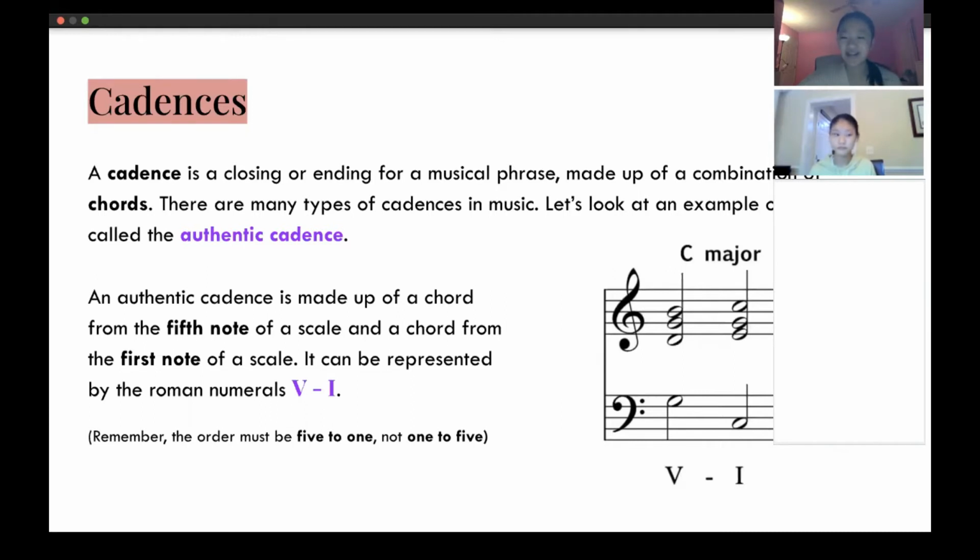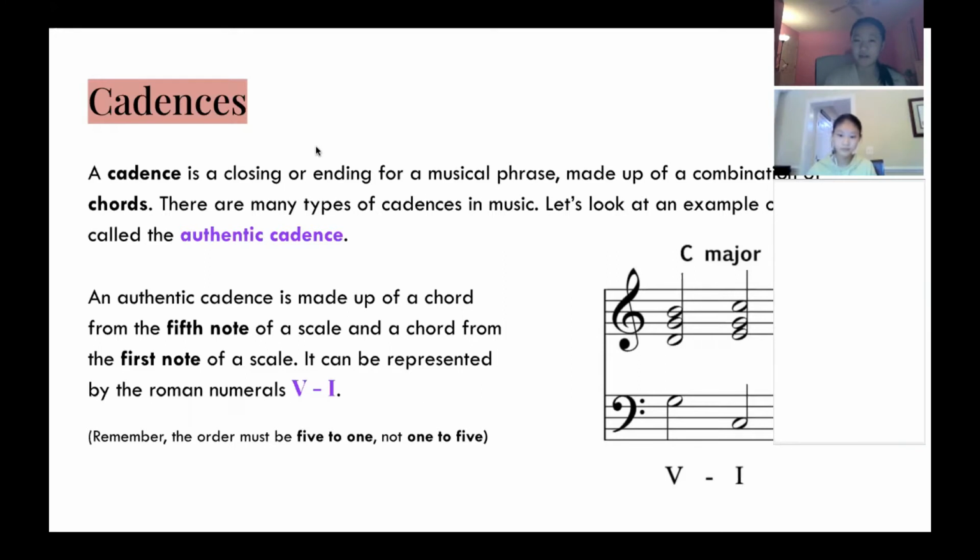Okay, sorry. So a cadence is a closing or ending of a musical phrase made up of a combination of chords. And there are many different types of cadences in music. What they mean by a combination of chords is, if you remember our lesson about scale degrees, we would name every note in the scale with a Roman numeral. So like in C major, C would be the first note, D would be the second note, E would be the third note, and so on.